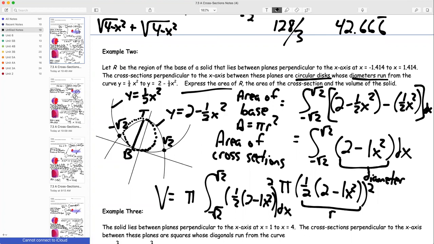Oh, okay. I get it. I get it now. Then I square it because it's pi r squared, the radius squared. Does that make sense? I made it a lot better.